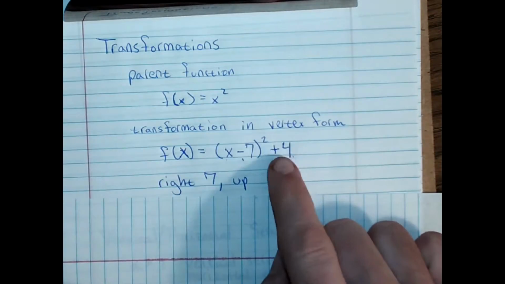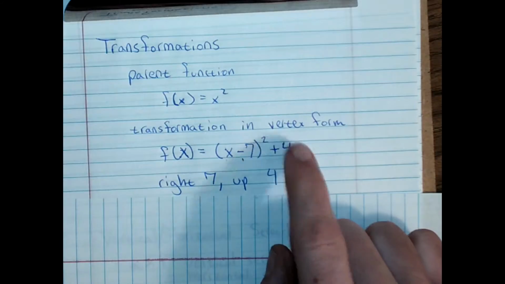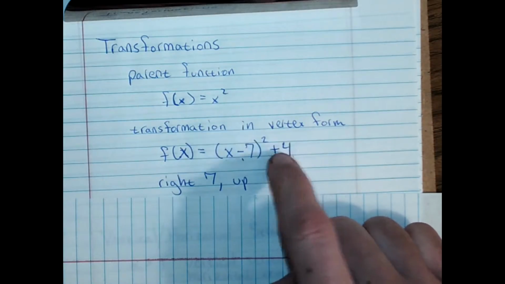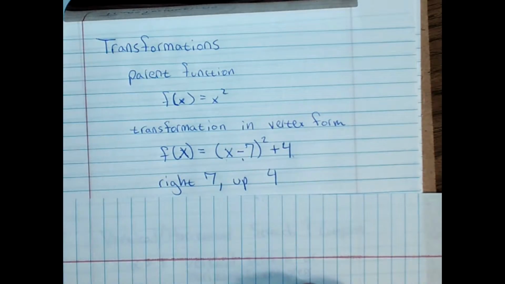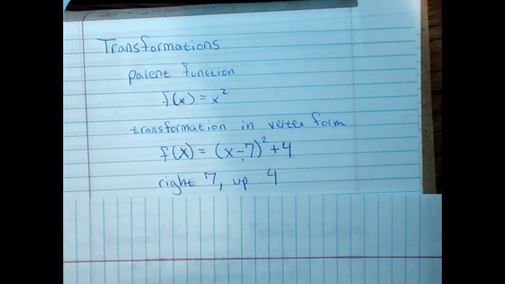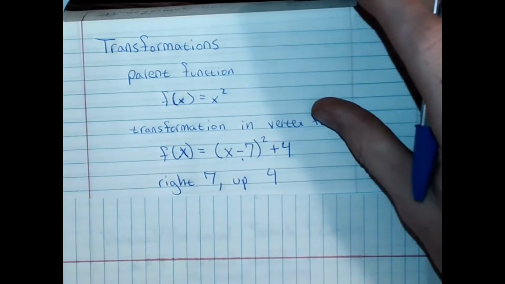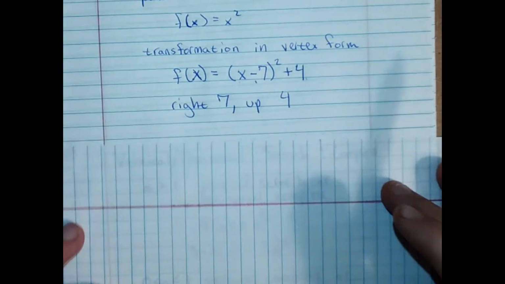And then the one outside the parentheses is very straightforward. If it's +4, it went up 4. If it was -4, then it would have gone down 4. So that's the transformations. And we learned this in September. It's just been a while since I asked you to think about it. The next one you know already.